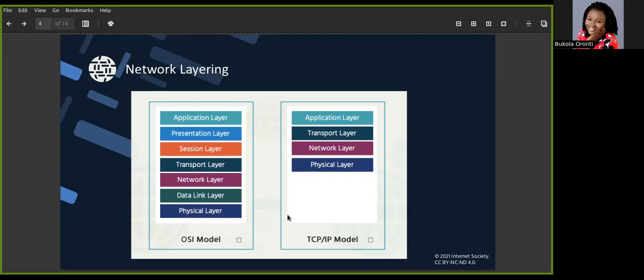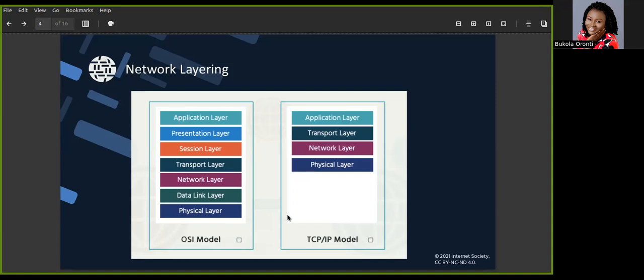So the next layer is the data link layer, otherwise known as the second layer. The data link layer receives packets from the network layer. It performs physical addressing, that is, it adds the sender's and the receiver's MAC address, that is their media access control address, to the data packet to form what is referred to as a frame.